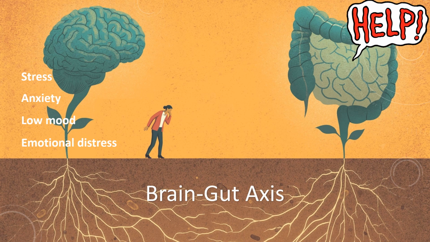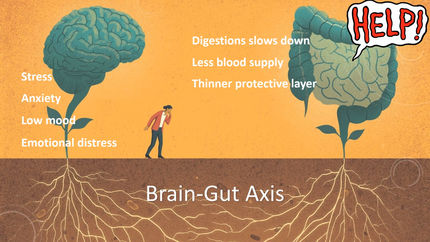High periods of stress mean that the brain borrows energy from the gut, causing digestion to slow, blood supply to the stomach to be reduced, the layer of protective mucus around the gut to thin, our immune system to lower, and communication between the gut and brain to become more sensitive.